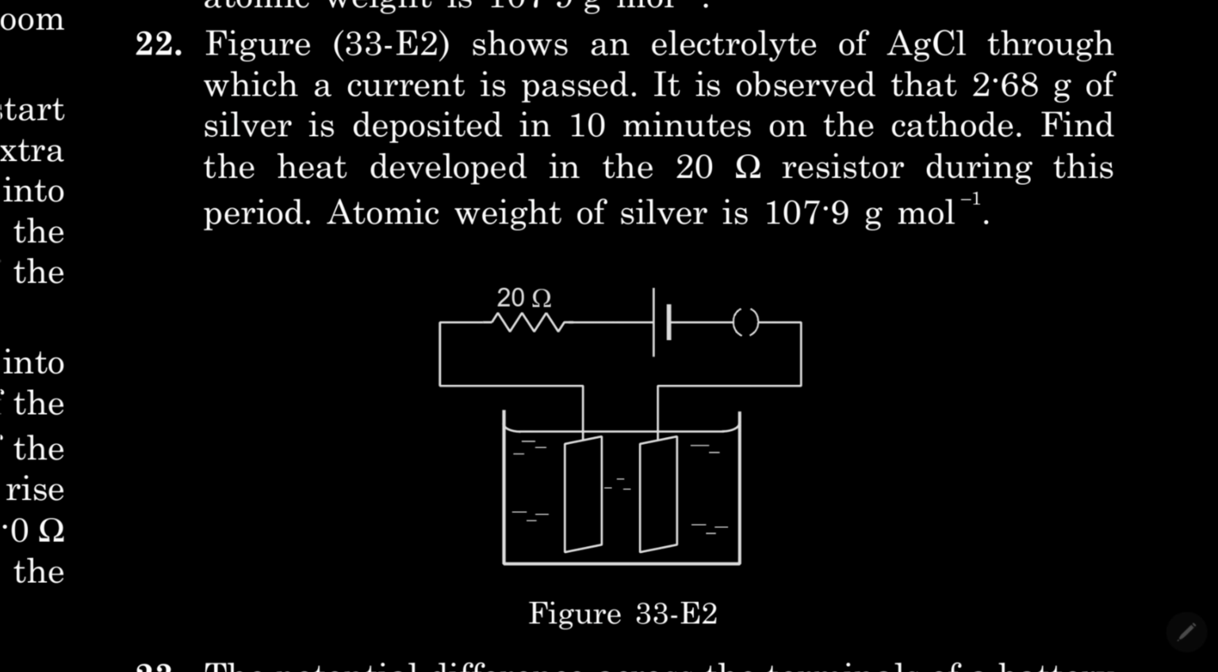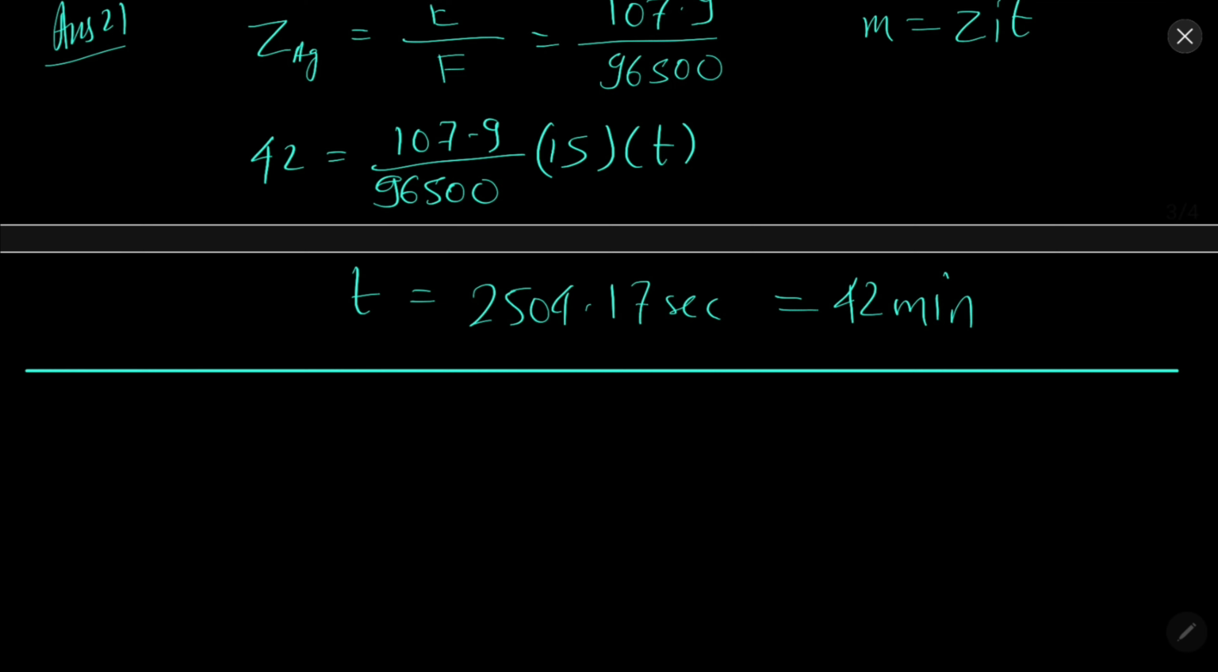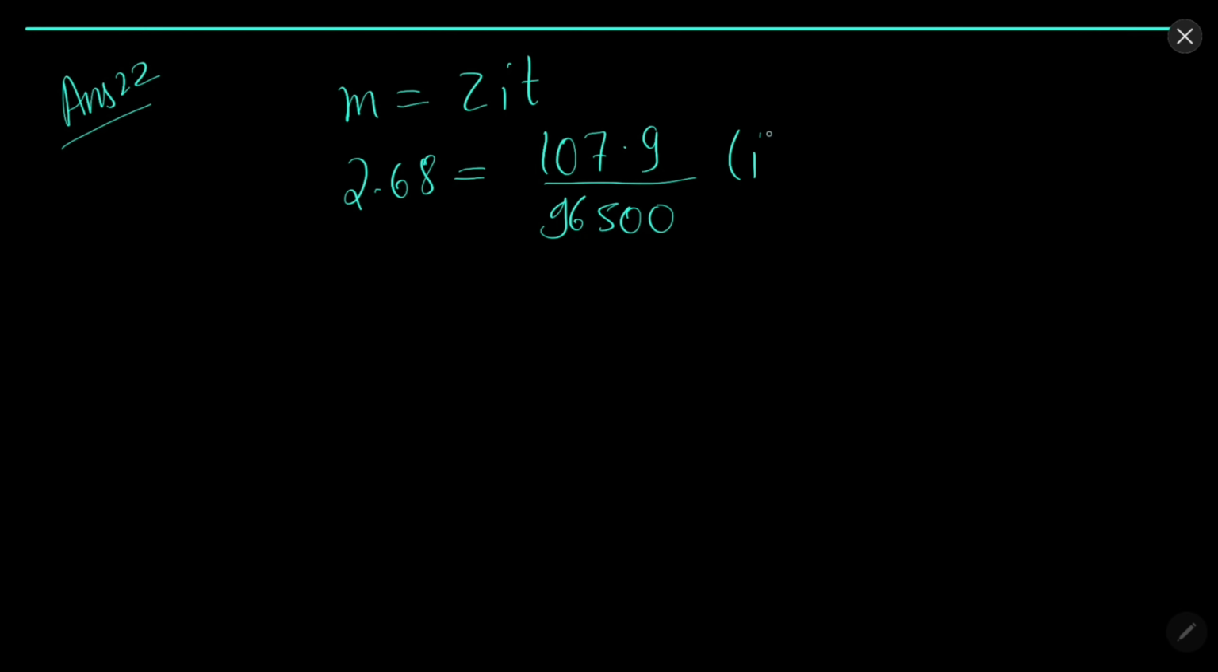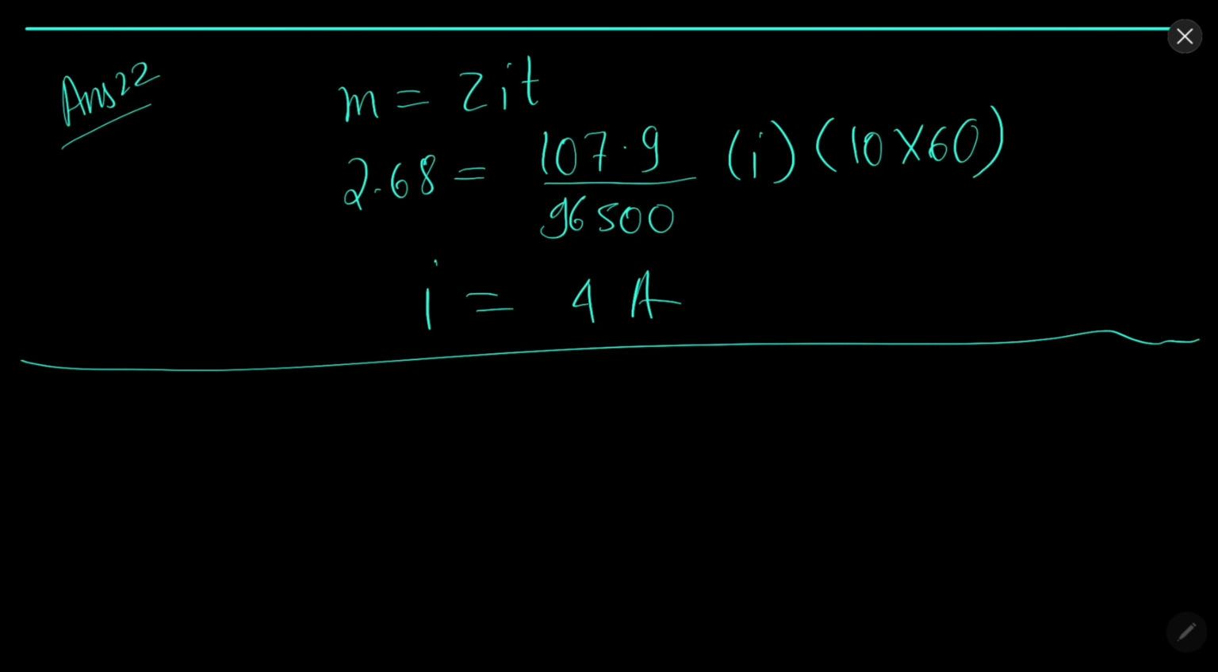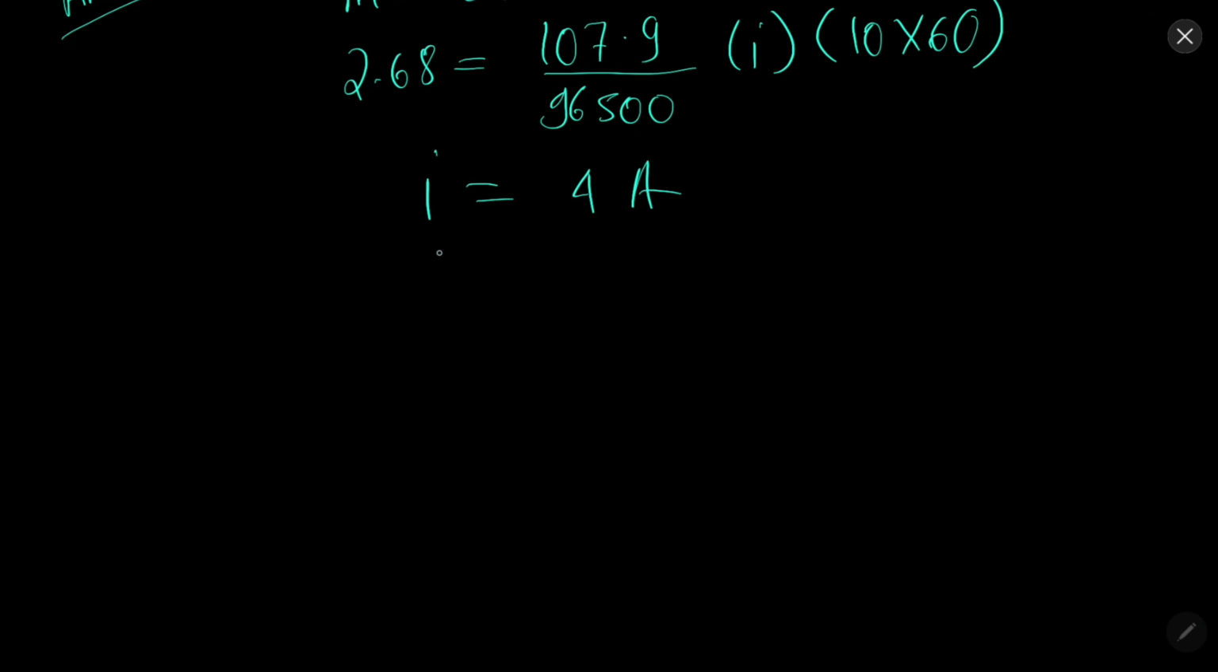In question 22, this figure is given. Find the heat developed in the 20 ohm resistor. Solution 22. ZIT: 2.68 equal to 107.9 over 96500 into I into 10 into 60. So from here I will come out to be around 4 ampere approx. Heat developed will be I square RT, which will give us 192 kilojoule.